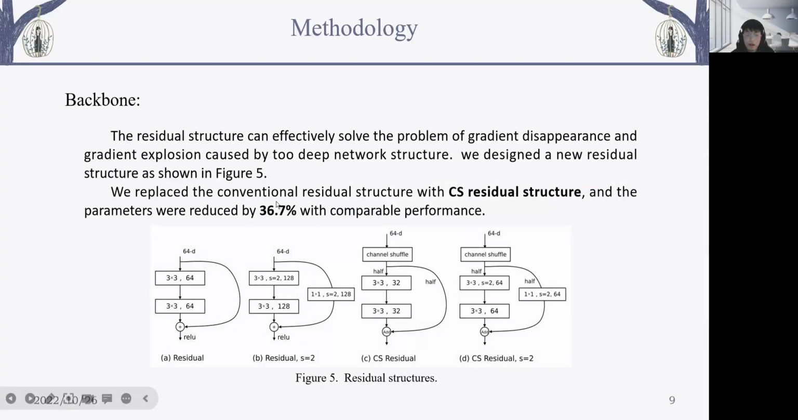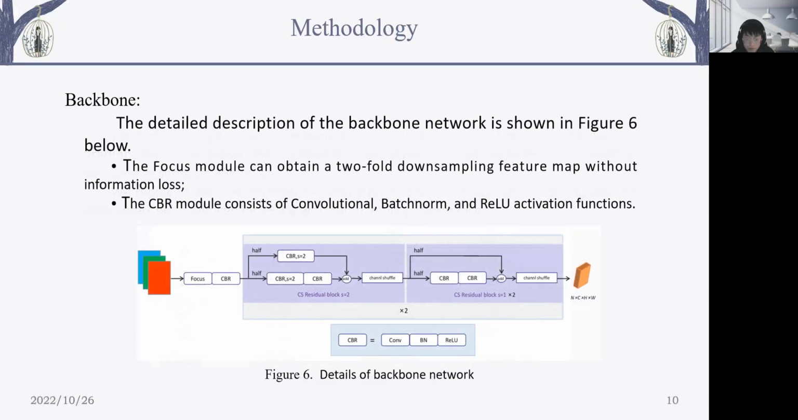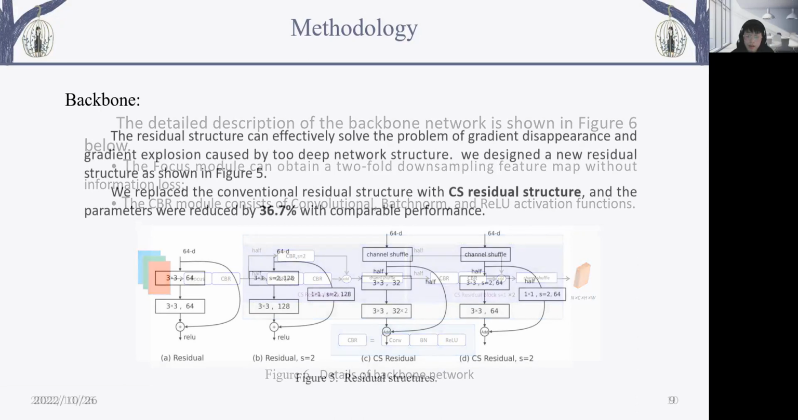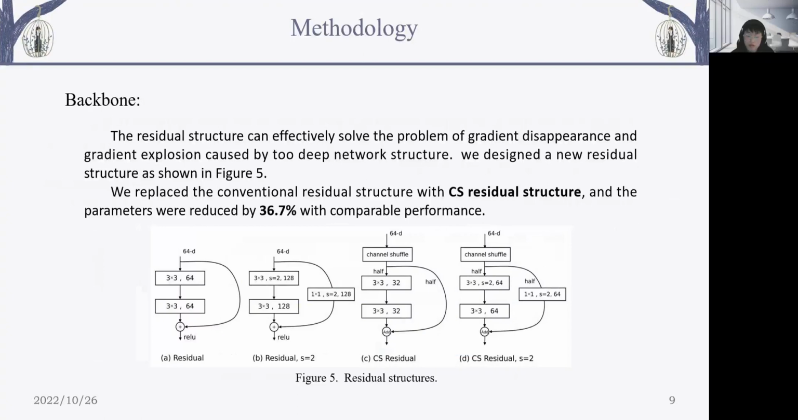We replace the convolutional residual structure with the CS residual structure, and the parameters were reduced by 36.7% with comparable performance. Channel shuffle means that the input channels are broken up, and then we input half of them for convolution, and then concat it to the other half.